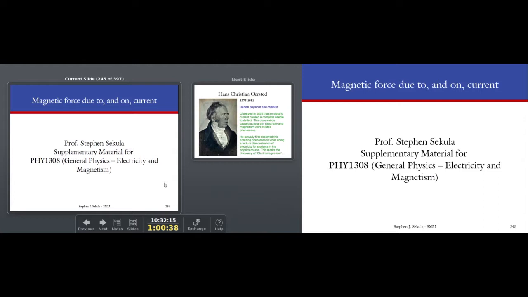Okay, so let me demonstrate something here. Now, I have to be very careful, because as it turns out, these stands are magnetized, which I didn't appreciate the first time I did this. Sorry about that.